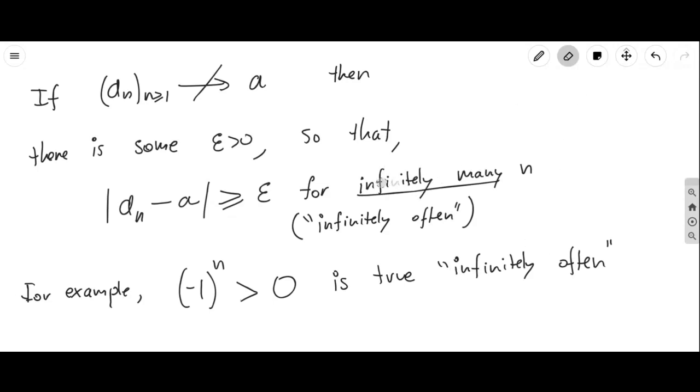Because this is the opposite of what it means to be almost always. Almost always means there's a finite number of exceptions. So the opposite of that is that there's an infinite number of exceptions. So there's infinitely many n that satisfy the opposite inequality, so they violate the epsilon condition. I mentioned this because we're going to be using it within the proof.